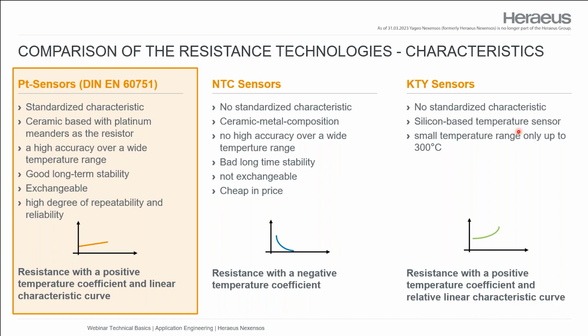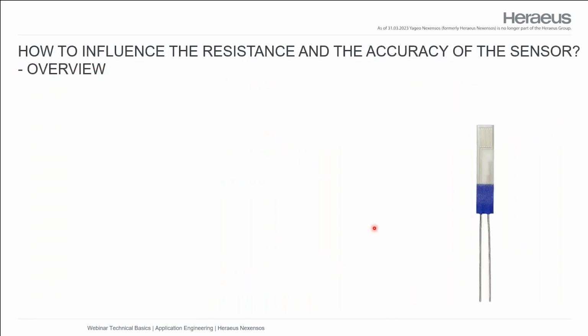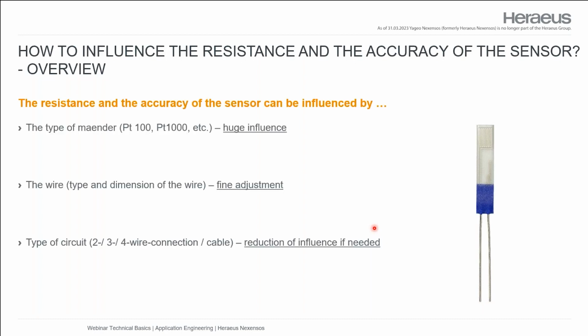Because of that silicon, you have the next effect. You are limited in the temperature. It's around 300 degrees, but it's a positive temperature coefficient. That means as temperature increases, the ohmic value also increases. Let's have a closer look at the resistance and the accuracy, and what influences the resistance and the accuracy of a sensor.